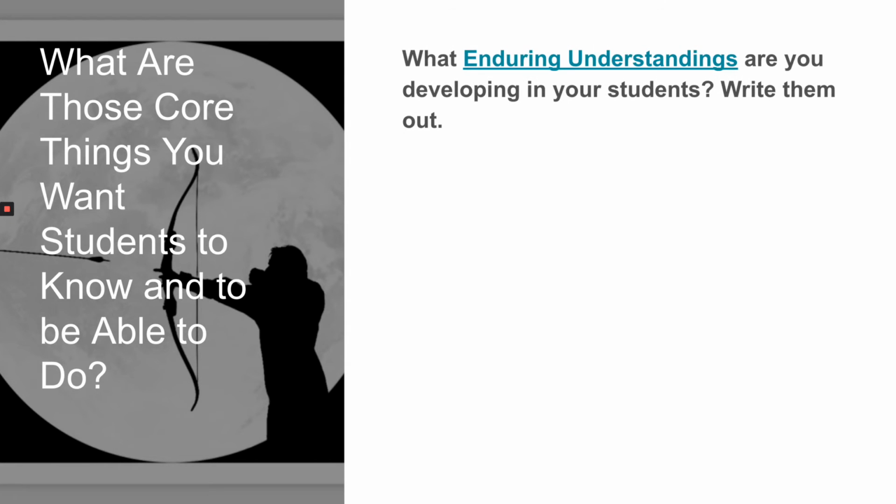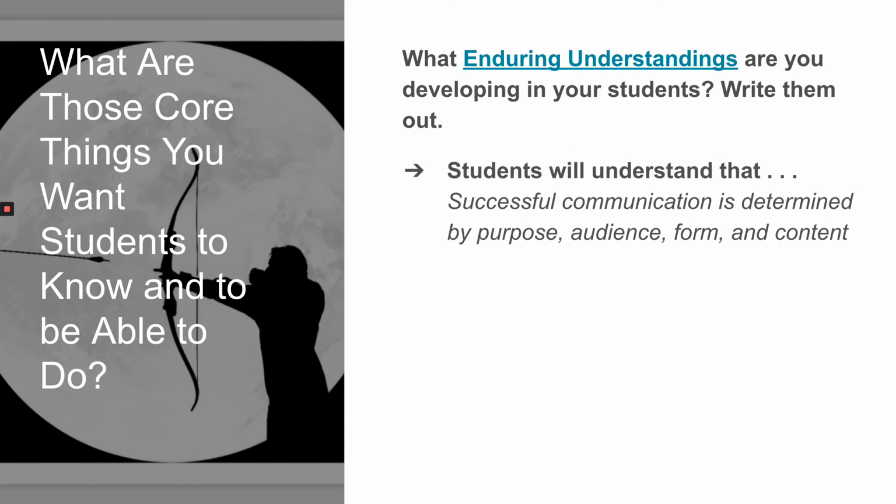So let's look at this in my field of English, but this would hold for any discipline at all. Students will understand that successful communication is determined by purpose, audience, form, and content. And over the course of the year and over the course of their high school and McDonogh career, they're learning this. And we can check for audience and form and content variously, at various points throughout the term. But now I want to see them perform this.